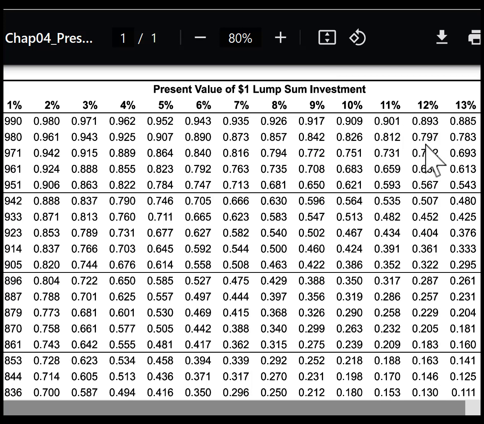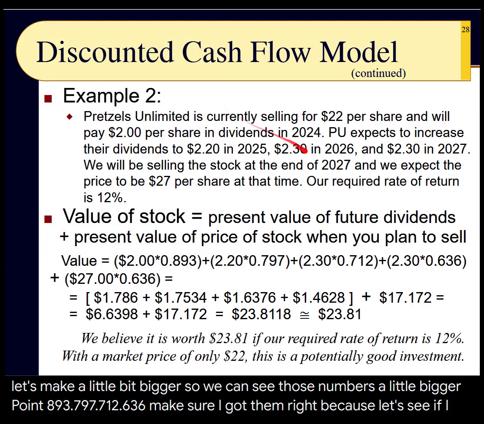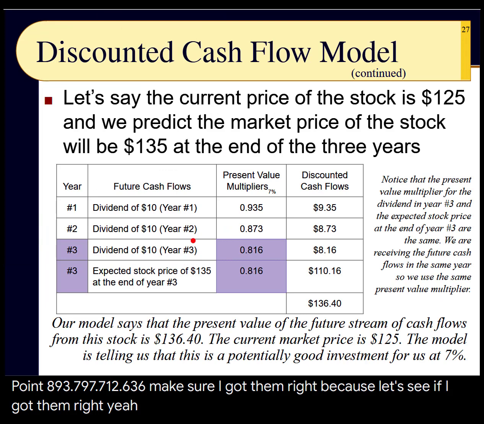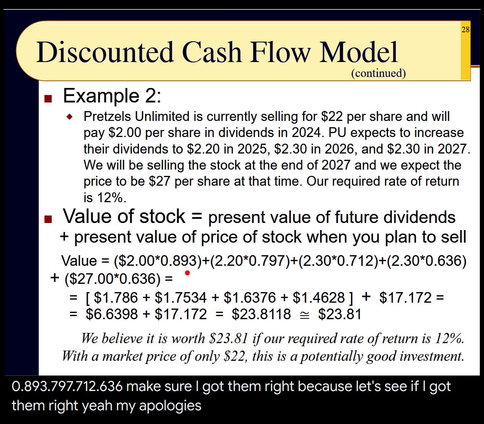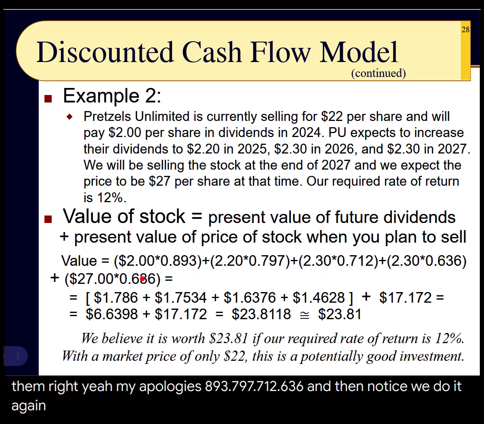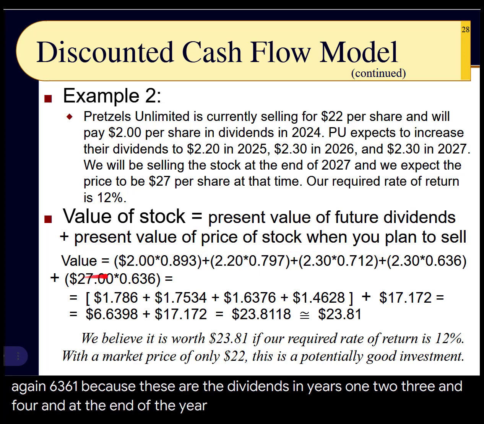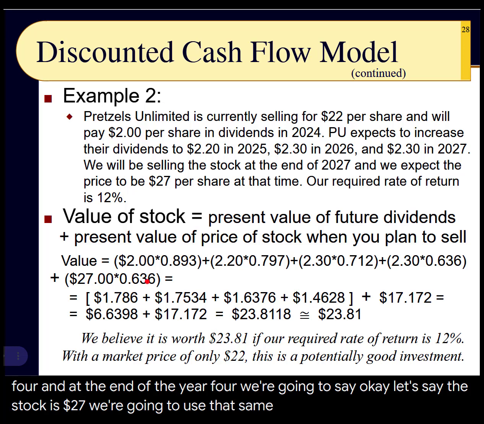0.893, 0.797, 0.712, 0.636. Make sure I got them right, because let's see if I got them right. Yeah, up. My apologies. 0.893, 0.797, 0.712, 0.636. And then notice we do it again, 0.636. Why? Because these are the dividends in years 1, 2, 3, and 4. And at the end of the year 4, we're going to say, okay, let's say the stock is $27. We're going to use that same present value multiplier. I know it's a little tricky.